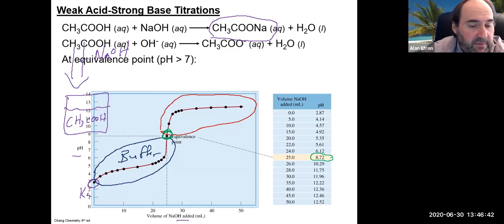So when you're at the equivalence point in this type of titration, you actually need to do 2 ice tables. The first ice table is to figure out the concentration of your salt. The first one should be done in moles, the second one should be done in molarity. The second ice table is a hydrolysis problem like we talked about when we talked about salts in the previous chapter, where it will react with water, and when it reacts with water, it will actually produce hydroxide, which means it will be basic at the equivalence point in this type of titration.